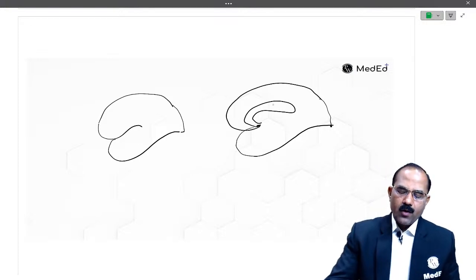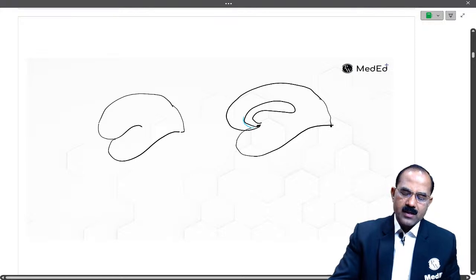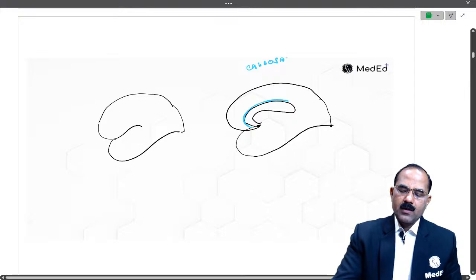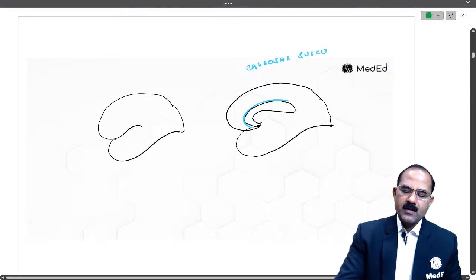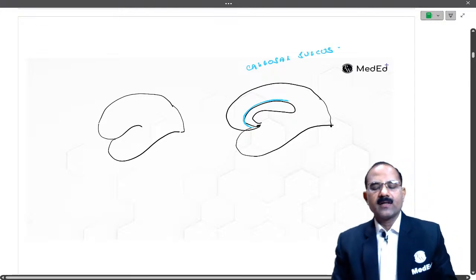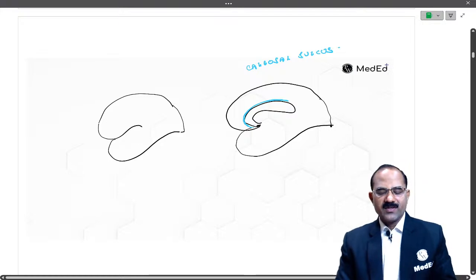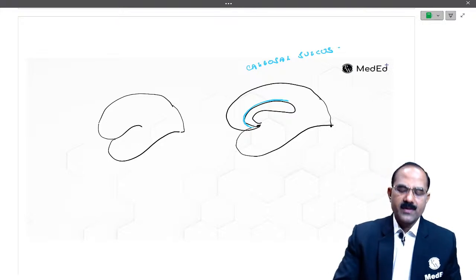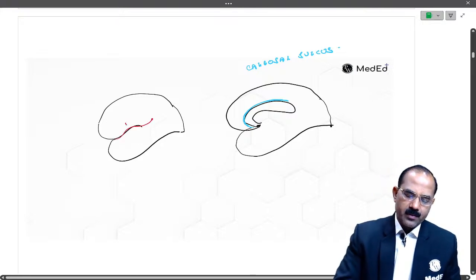And this is the corpus callosum. There's a sulcus above the corpus callosum. What do you call this sulcus? Callosal sulcus. And there's an artery which lies in the callosal sulcus. Answer this. Yes, very good, Surgeon. The artery which lies in the lateral sulcus is the middle cerebral artery.